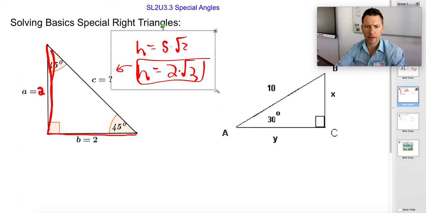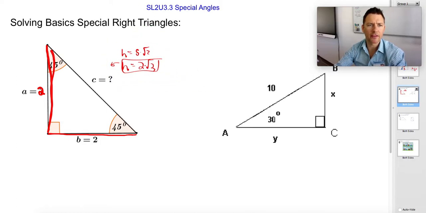All right, let's, oh, I think I got ahead of myself here. If this is 10, right, the hypotenuse is 10.